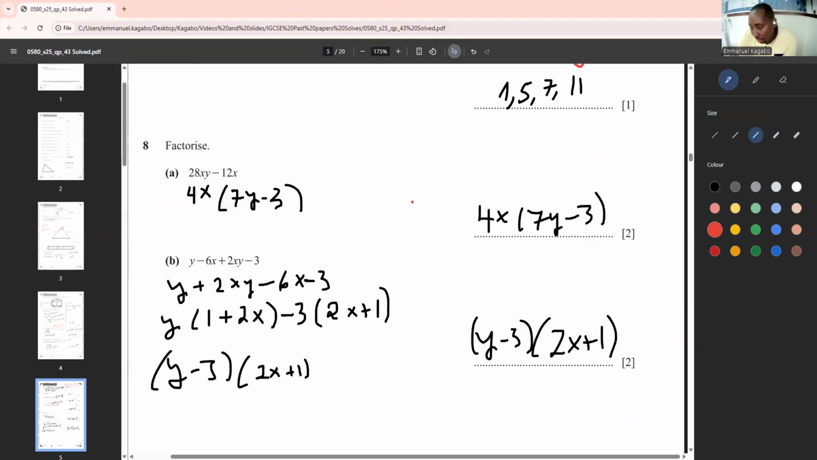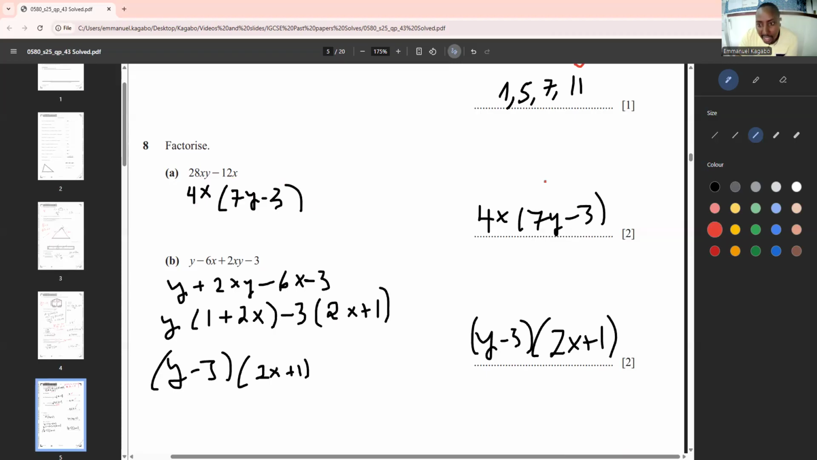Factorize. Very common questions in IGCSE exams. Never go to IGCSE exams when you don't know how to factorize. Now, what's the highest common factor of 28 and 12? Is 4, and x is common. Take x outside. So 28xy divided by 4x, I'll remain with 7y. 12x divided by 4x, I'll remain with that.